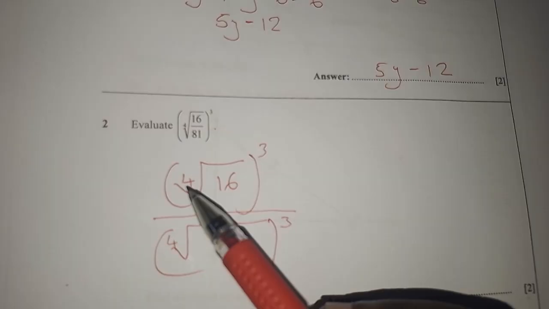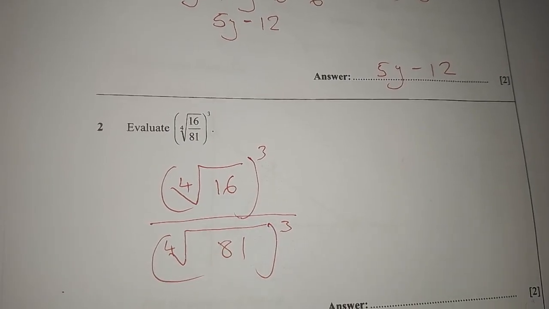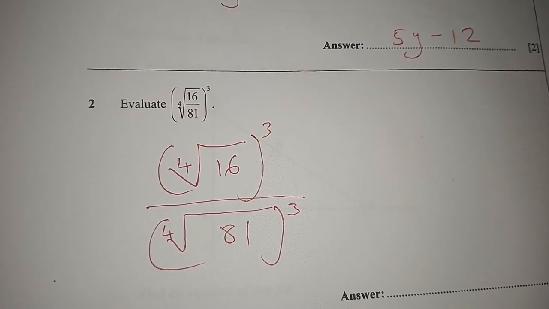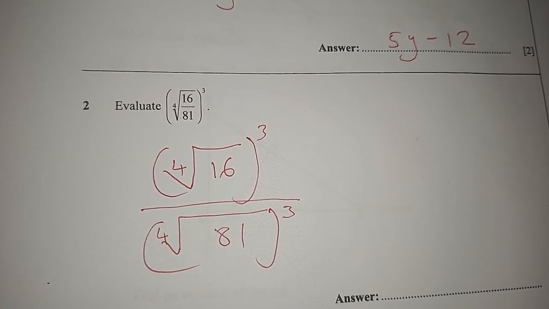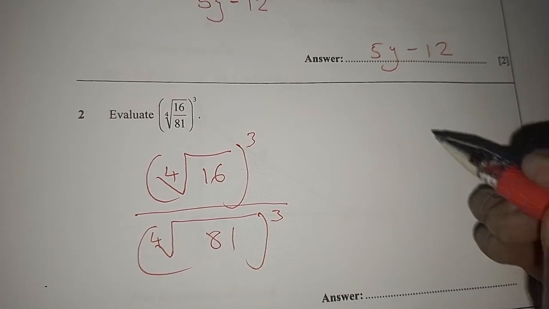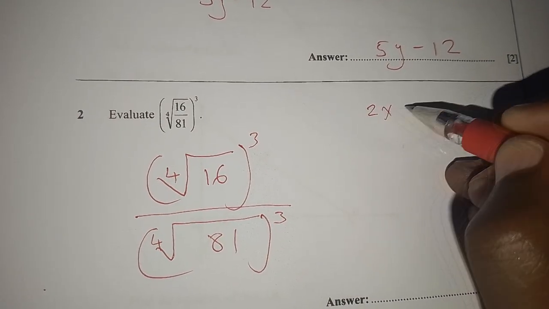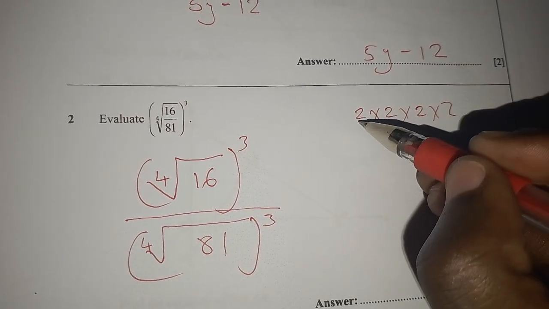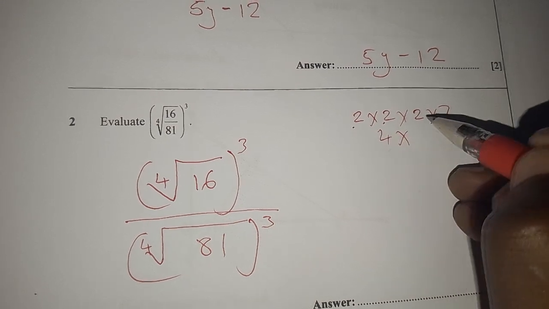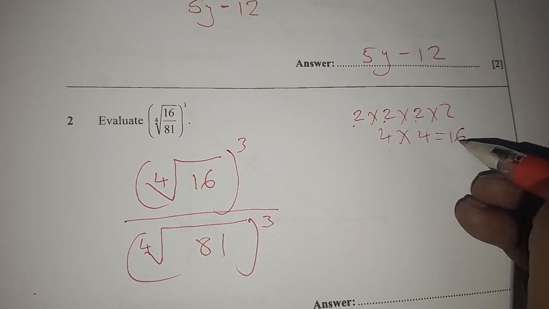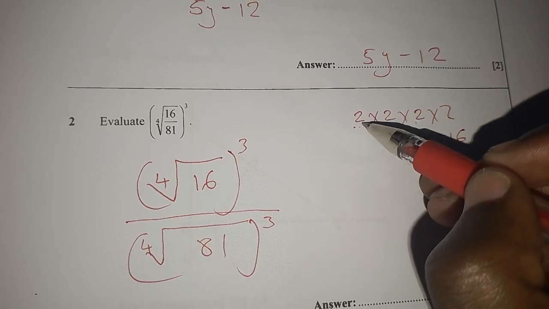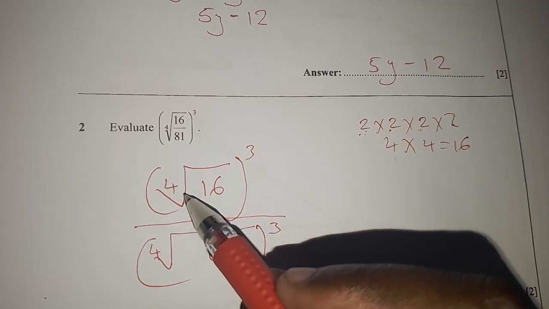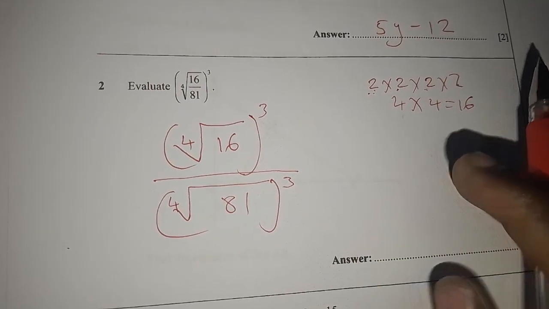Now, for the fourth root of 16, what is the meaning of that? The fourth root of 16 means you find a number which you can multiply 4 times to get 16. For example, when you do 2 times 2 times 2 times 2, are you going to get 16? Let's try. 2 times 2, you get 4. Again, 2 times 2, you get 4. Then the answer is 16. So we have used 2 how many times? 1, 2, 3, 4. It means the fourth root of 16 is 2. I hope you are following there.